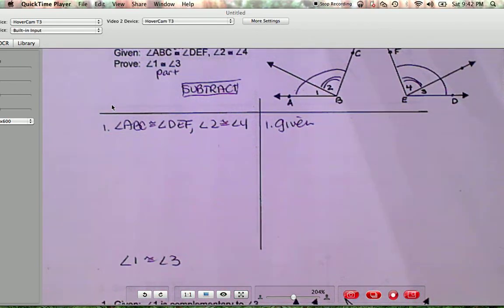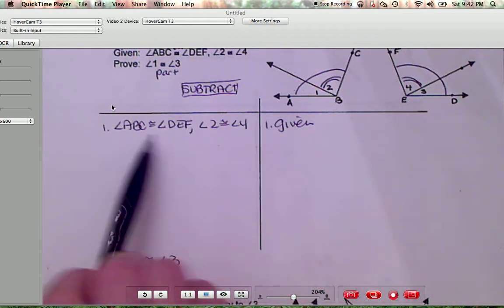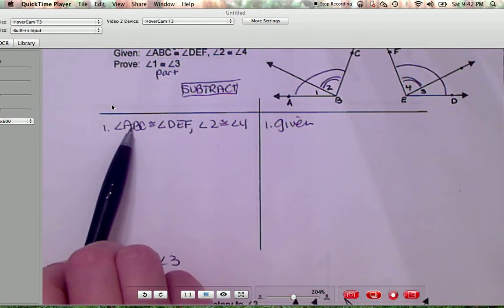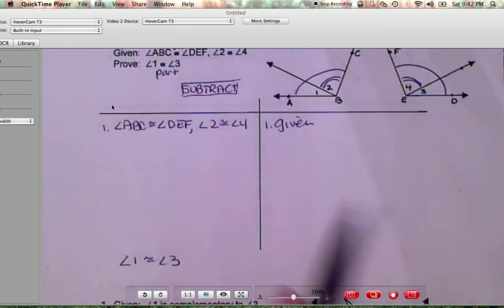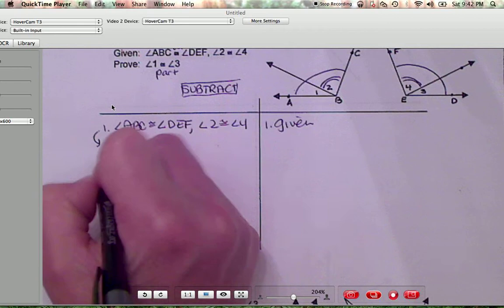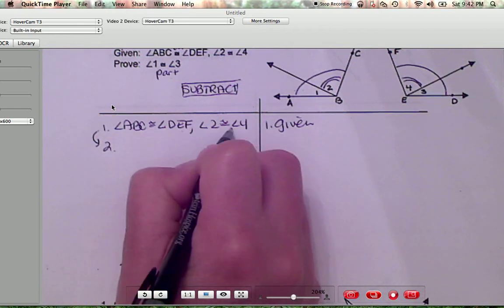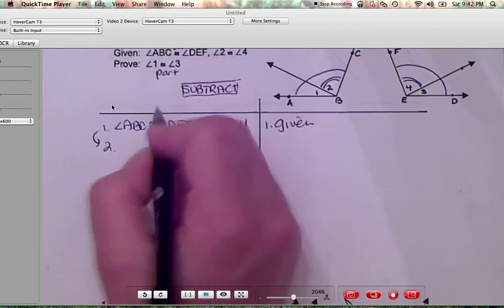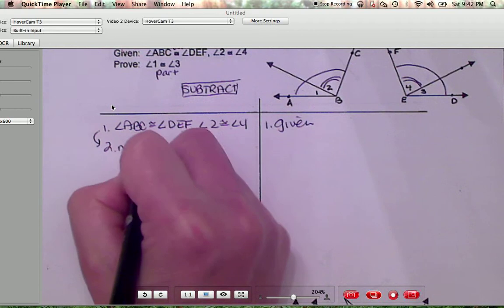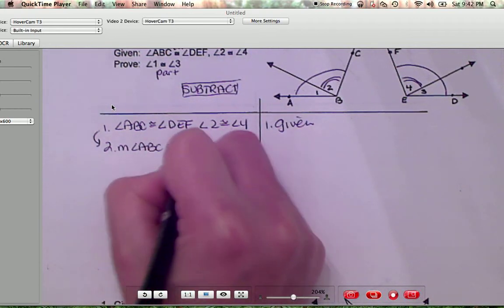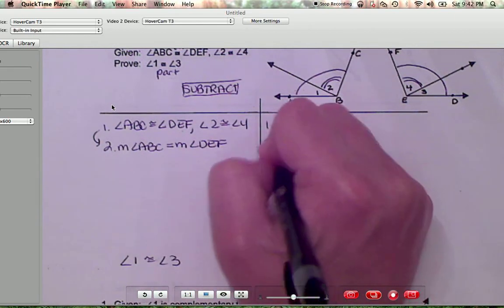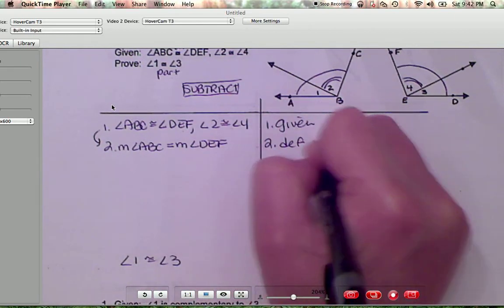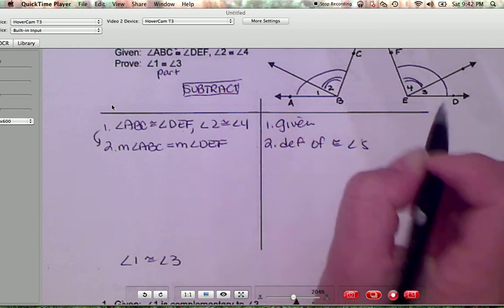Now, a couple things you can do from the beginning and from the end is convert it to equality, because we won't be able to do anything with this unless we convert this to equality first. So I'm actually only going to convert this first piece because we're going to wait and use this piece a little bit later. So we'll convert this: measure of angle ABC equals the measure of angle DEF. And anytime we convert from congruence to equality, it's always definition of congruent angles, converting.